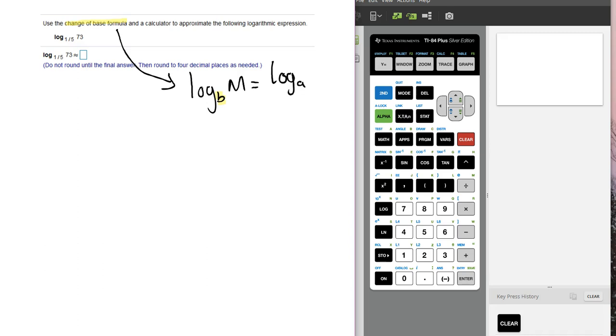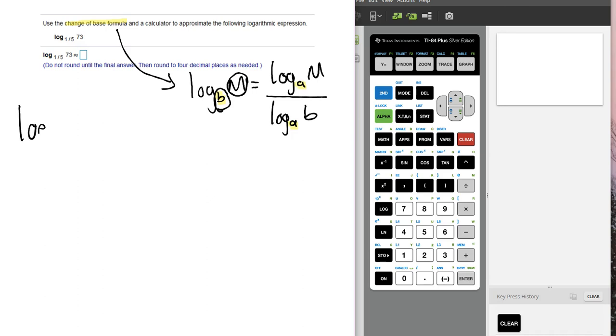Log base a. That base a is the base that I'm choosing to change to. And you're going to use the value inside the logarithm in the log on the numerator, and the base of the logarithm as what goes inside the log in the denominator.